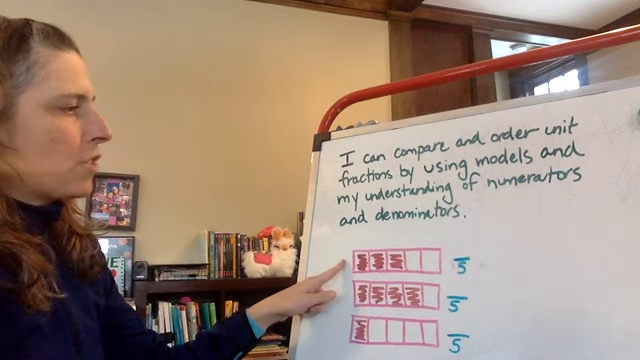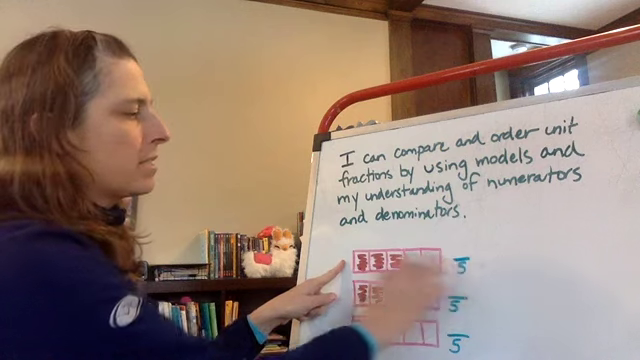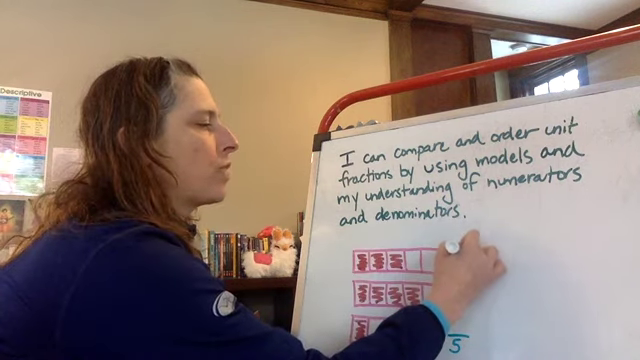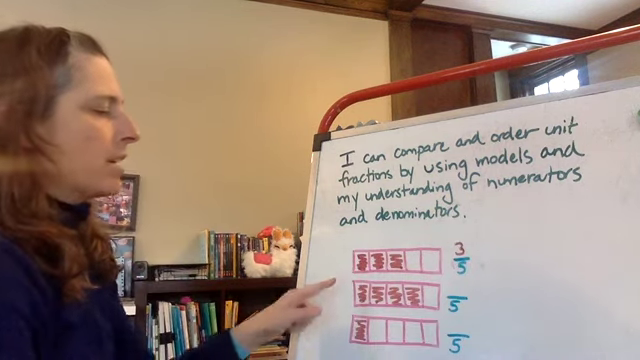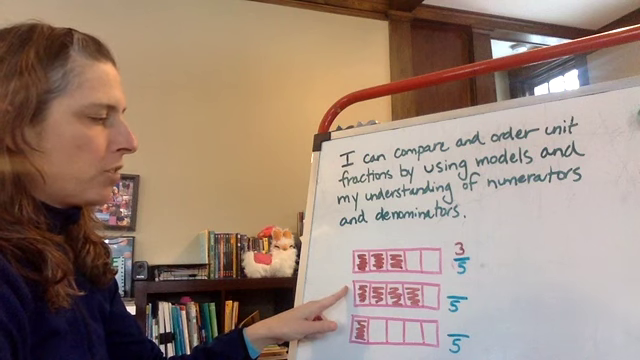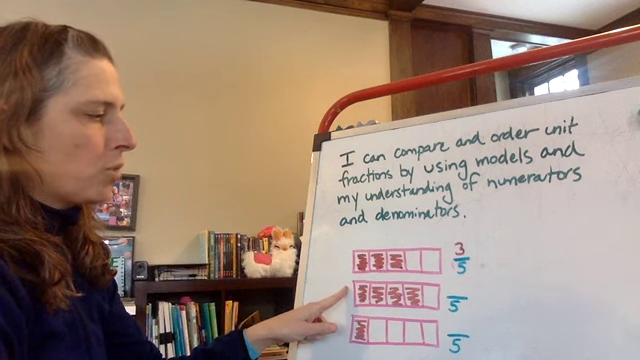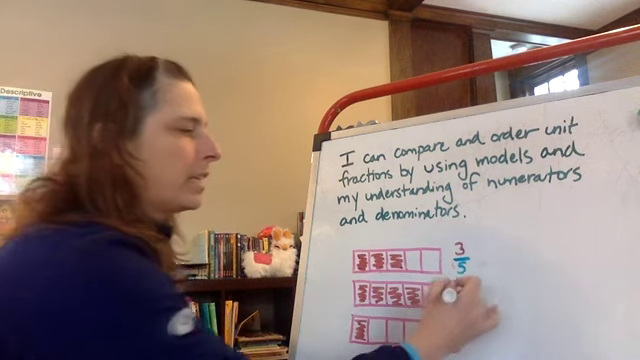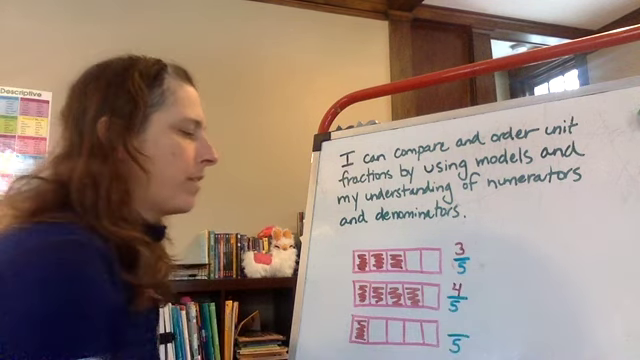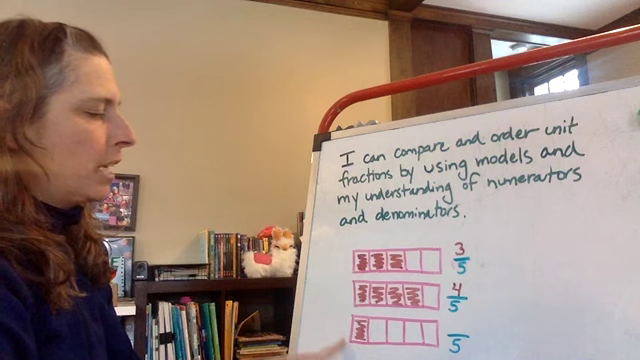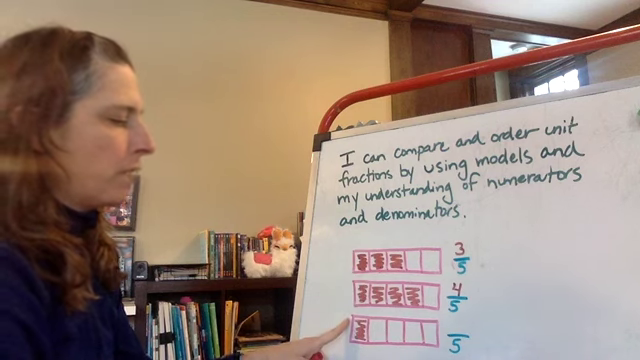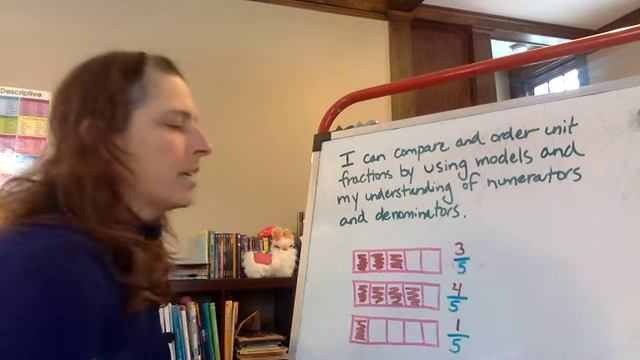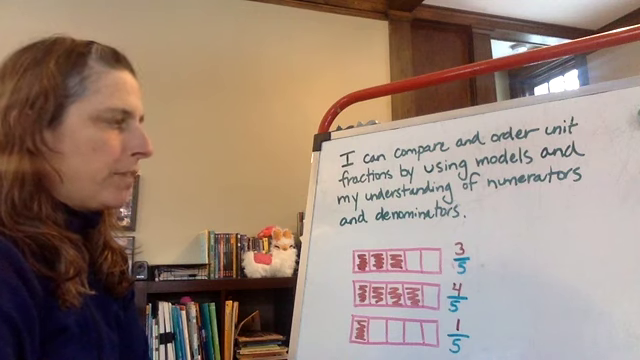So this first fraction here, I can see that there's 5 total pieces and there's 3 filled in, so this fraction would be 3/5. Now we're going to look at this fraction right here. There's 5 total pieces and there's 4 filled in, so this fraction would be 4/5. And I'm looking at this figure right here. There's 5 total pieces and there's 1 filled in, so this fraction would be 1/5.